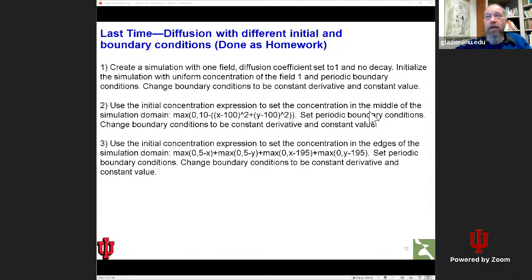Okay. And then I had another problem where we said, okay, we're going to build a concentration where there's a peak in the middle and see what happens. That would be one we could play with here. And then here I also did one which was affected by the distance to the boundary.